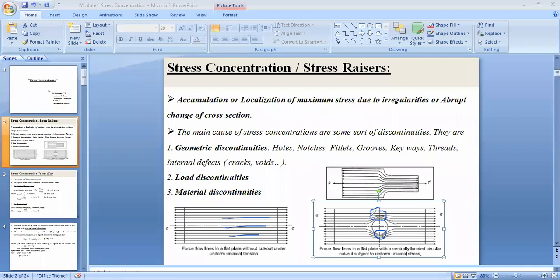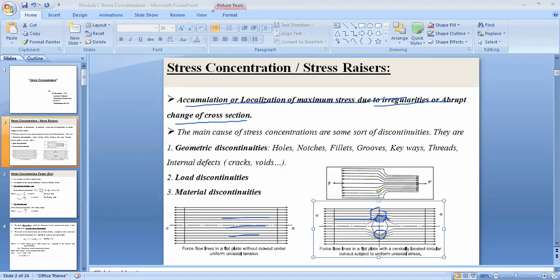Here, due to the irregularities, due to the hole in the plate, what happens? Stresses are concentrated at this point. The stress flow lines are not parallel to each other. That is what we call a stress concentration. That is the definition: accumulation or localization of maximum stresses due to irregularities or abrupt change in cross section.